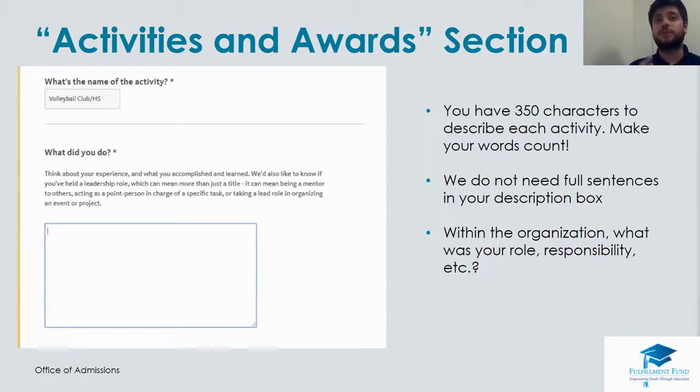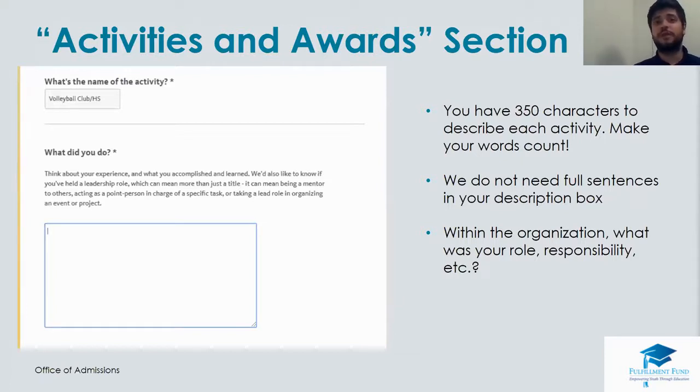Of course, you also want to make sure that you're focusing on your involvement in this activity and how the activity was unique to you. We don't need you to actually give us a full description of volleyball or something like that, but rather we'd rather that you focus on what your role was on the team and what your experience was and what you were able to get out of it.